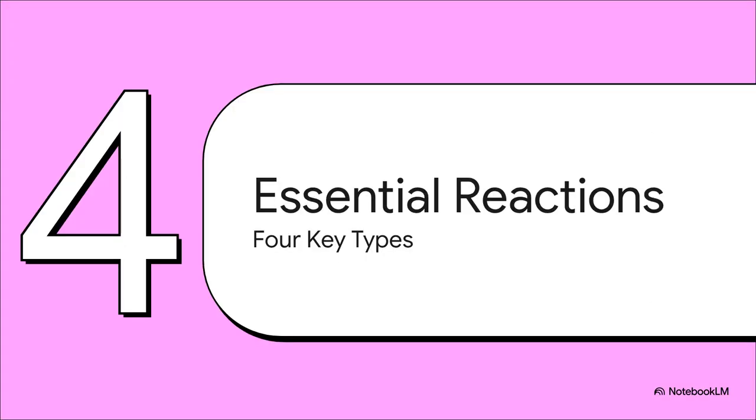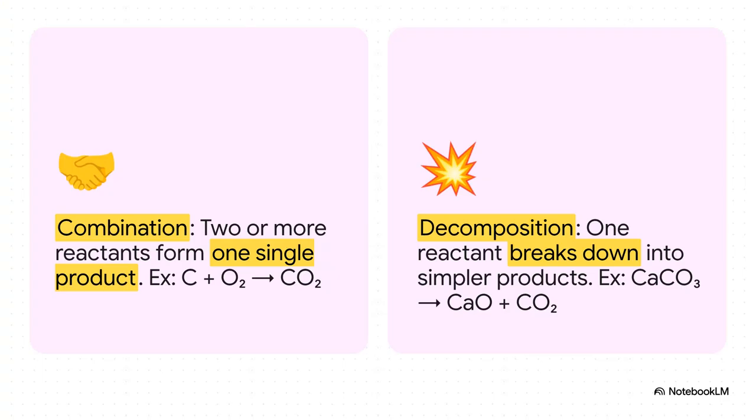All right, next up, section 4, 4 essential reaction types. So now that we can write and balance these things, let's check out the main genres of reactions. Yeah, just like stories have genres, so do reactions. And grouping them helps us predict what's going to happen. So let's start with two types that are basically opposites.